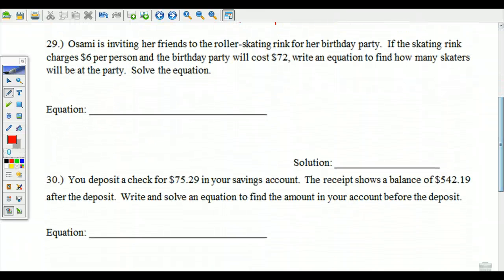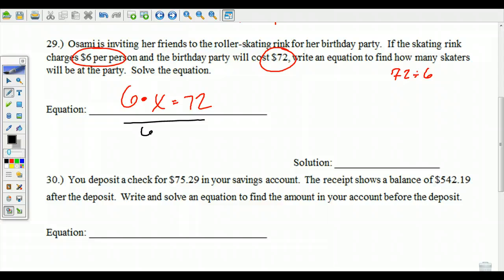And number 29, Osami is inviting her friends to the roller skating rink for her birthday party. So we have the total cost of $72, and they give us a charge per person. So here it's going to be a multiplication equation. And in your head, to get the answer, you probably would have done 72 divided by 6. So that's going to be a multiplication equation for us. It's going to be 6 times something, or x, is equal to 72. When you solve that, you'll divide both sides by 6 and get 12. So $12 is your cost per person there.